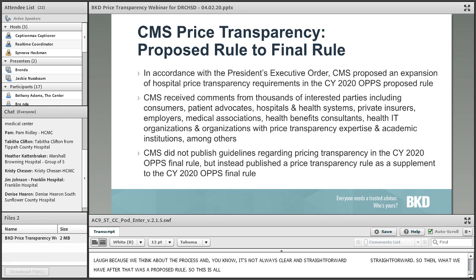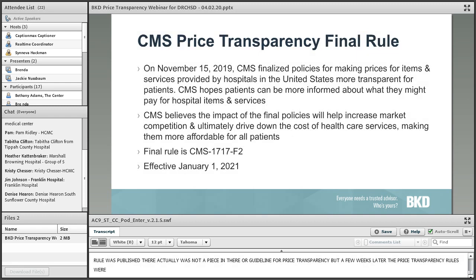So then what we had after that was a proposed rule. So this is all coming through the outpatient proposed rule for 2020. And so back last fall, in accordance with the executive order, CMS proposed to expand the requirements that were in place. And there was a comment period, and CMS got a lot of comments from various parties, and you can see all the different types of parties that weighed in on this. And when the final rule, the 2020 outpatient final rule was published, there actually was not a piece in there, guidelines for price transparency, but a few weeks later, the price transparency rules were published as a supplement to that final rule.